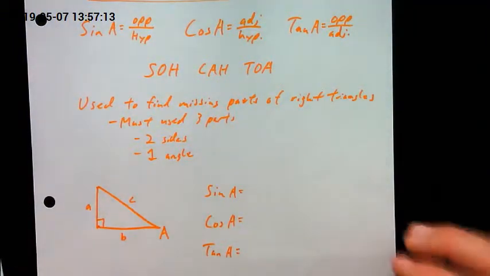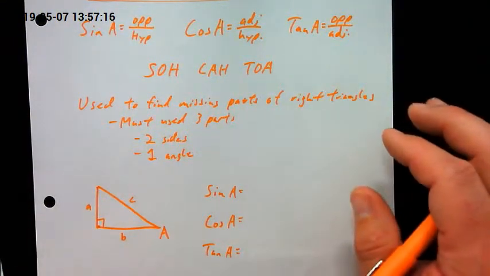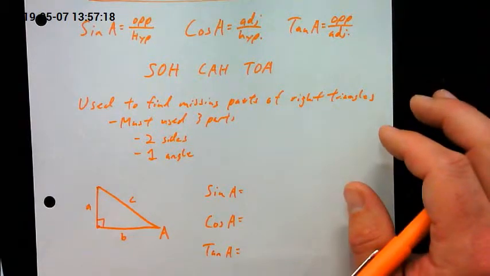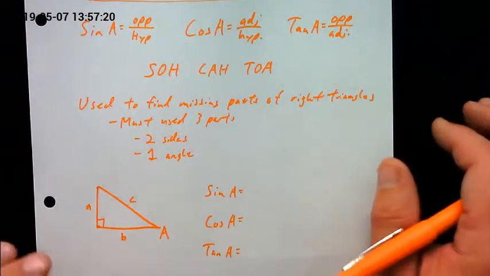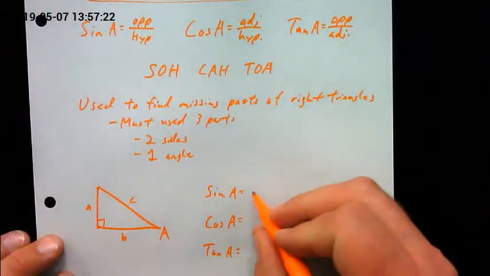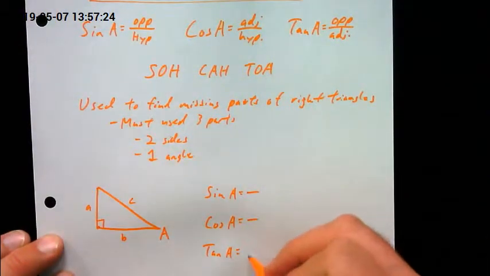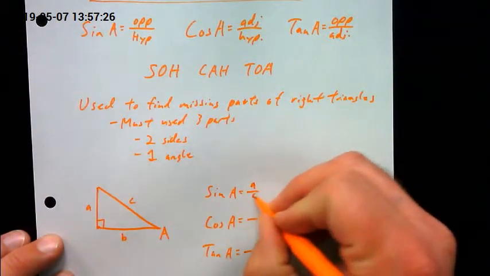So, sine of A. What would be the ratio using this triangle for sine of A? A over what? A over C.